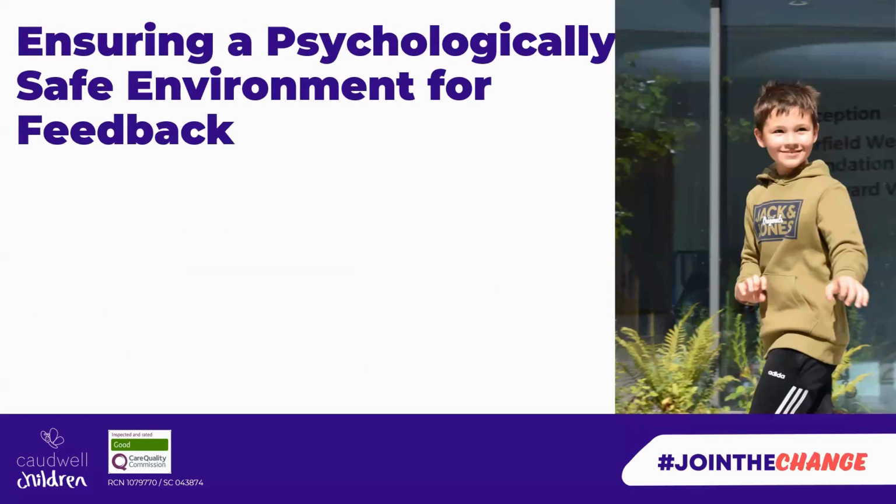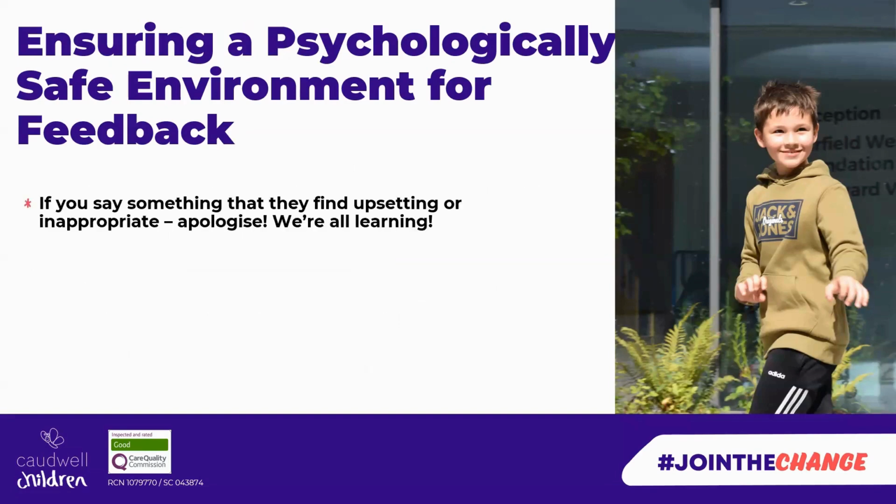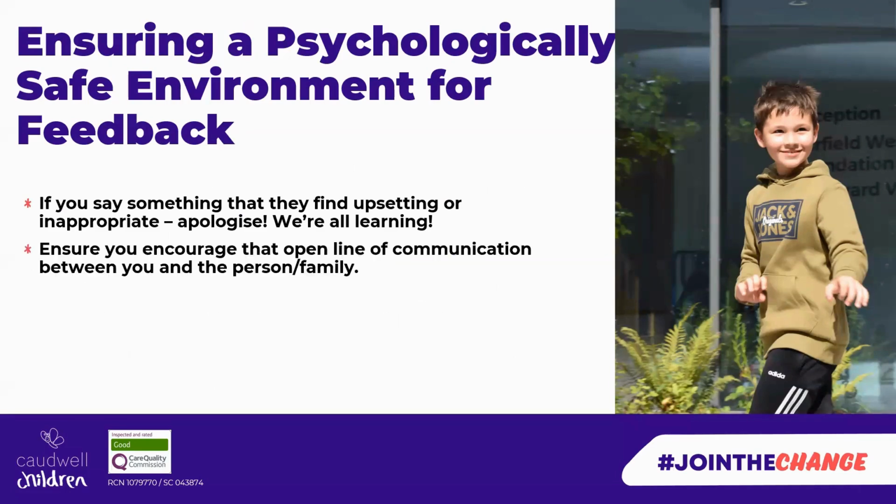And lastly, just ensuring a psychologically safe environment for feedback. So we all slip up. If you do say something that they might find upsetting or inappropriate, apologise. We are all learning. They would much rather you go, oh, sorry, and go back and rephrase it, than you do it and then just completely ignore it. Ensure that you encourage that open line of communication between you and the person and family, and ensuring confidentiality.